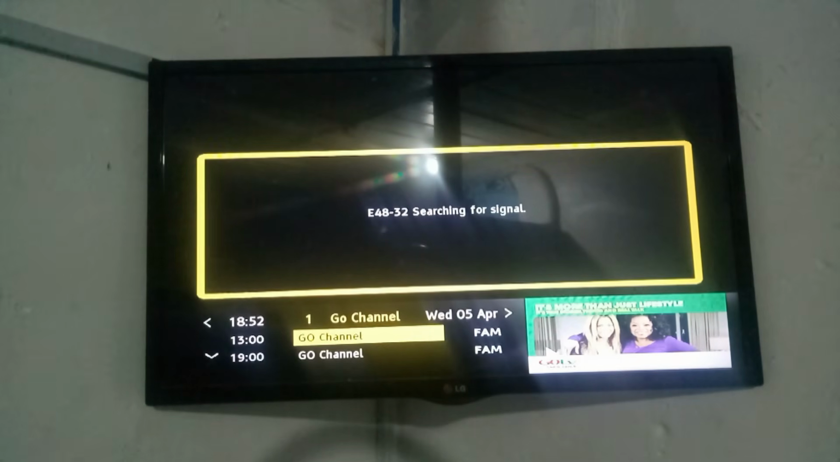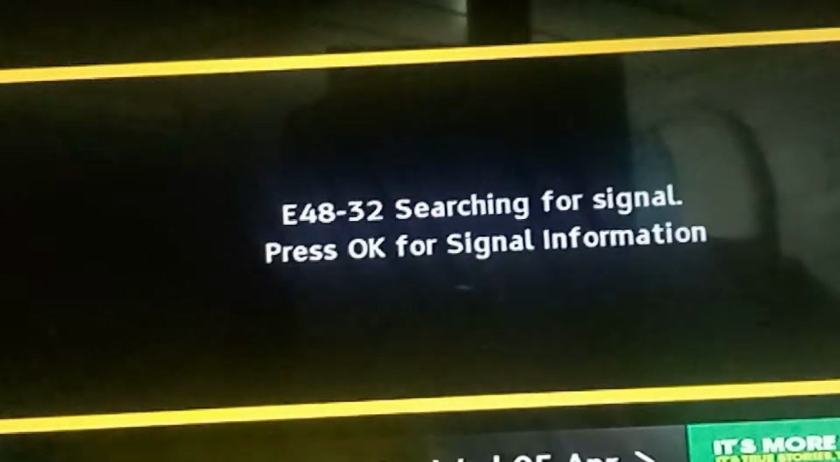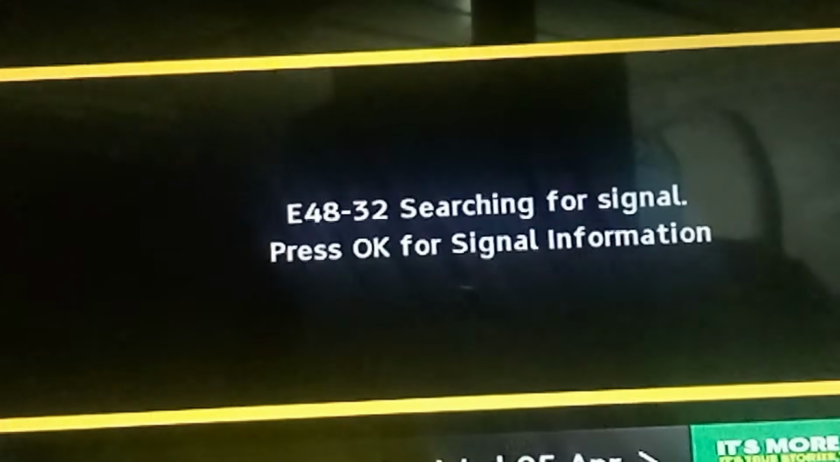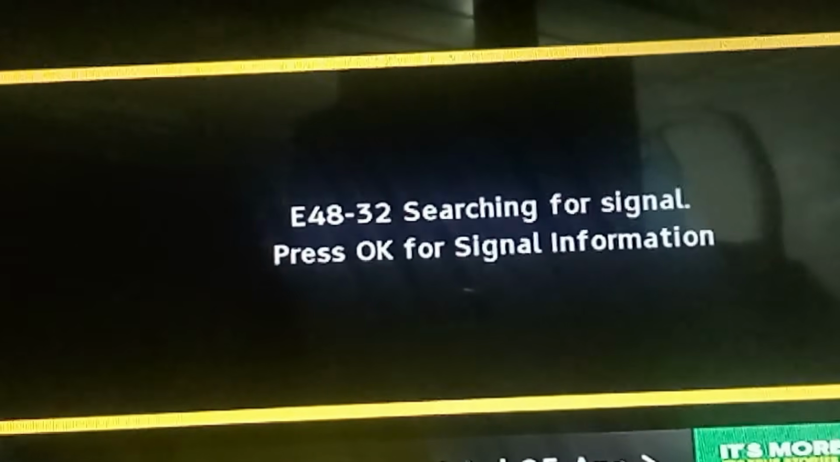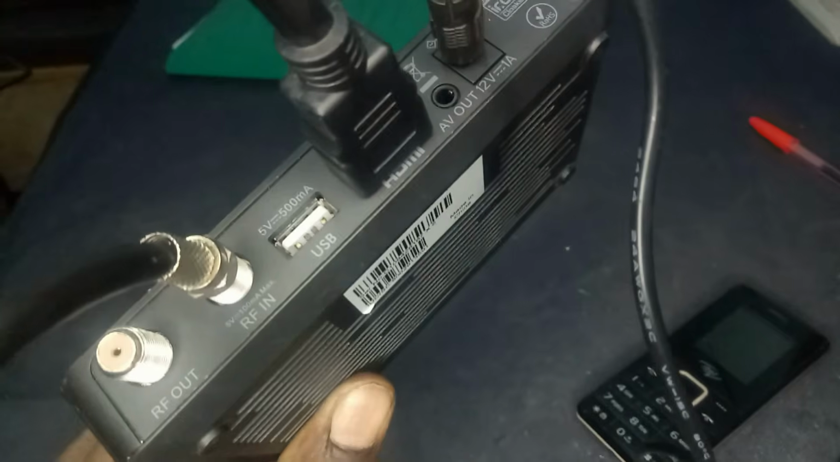However, subscribers regularly complain of not being able to watch and enjoy their favorite programs due to the error E48 on their screen as a result of loss of GOtv signal.